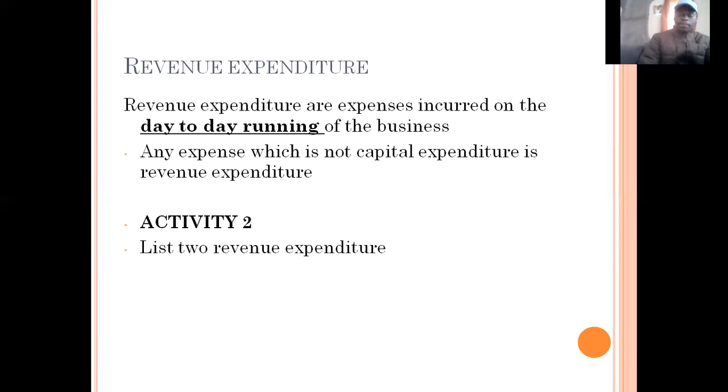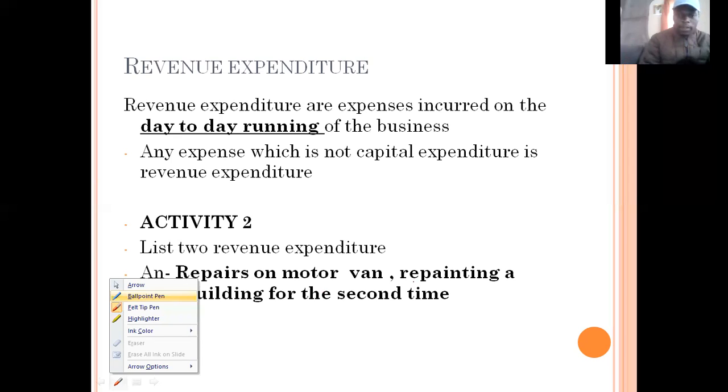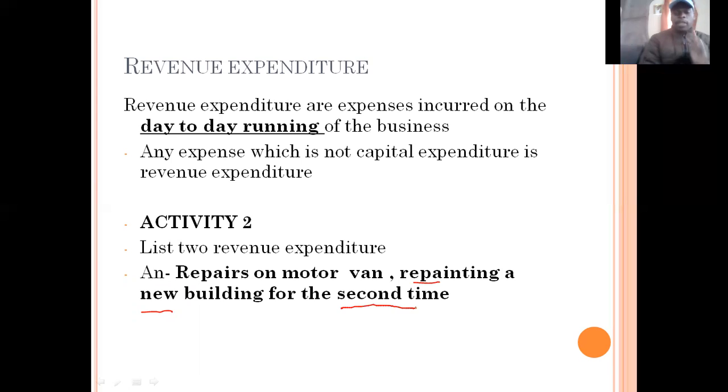Okay, I have my solution. Repairs on a motor van. It's day-to-day, you can repair a motor van on a daily basis. Repainting of a new building, right? This can be tricky. If this is repainting, then it becomes revenue expenditure. Repainting is reworking. Regardless that this is a new building, we are painting it for the second time, so it qualifies to be revenue expense.